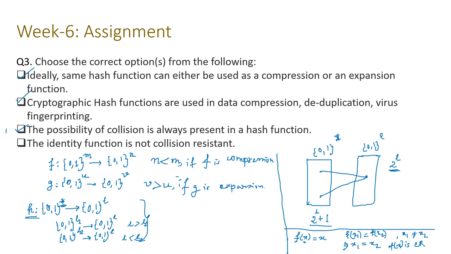So you will not find two different x1, x2 such that their function output will be the same. You cannot find that because the output is nothing but the same as the input. So if inputs are different, outputs are bound to be different. So f of x is collision resistant. This is very simple, right? So okay.